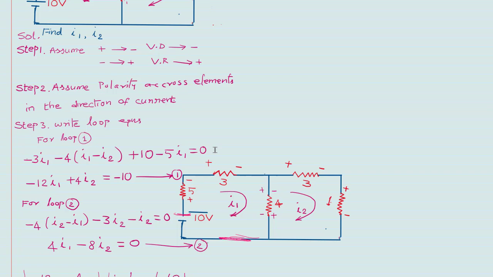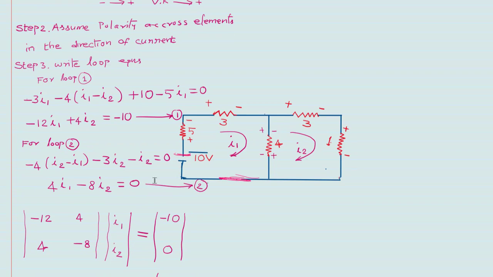This is the loop 1 equation. You simplify this further. Then we get minus 12 I1 plus 4 I2 is equal to minus 10. So that is loop 1 equation. Similarly, write the loop 2 equation.